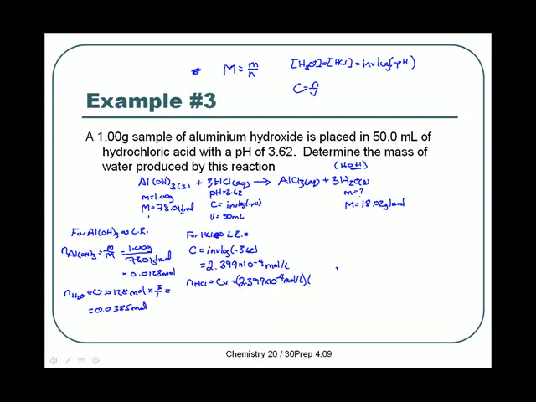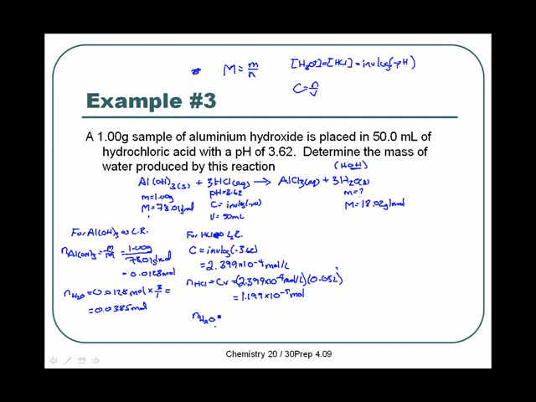times our volume, which would be 0.05 liters. Make sure we do that, convert those milliliters into liters, otherwise we can't cancel our units properly. And so we get 1.199 times 10 to the negative 5 moles. And now we can probably tell what our limiting reagent is. This hydrochloric acid, there's hardly any of it there compared to the number of moles of aluminum hydroxide, so it's probably going to be our limiting reagent, but we're going to do our last step just to make sure.